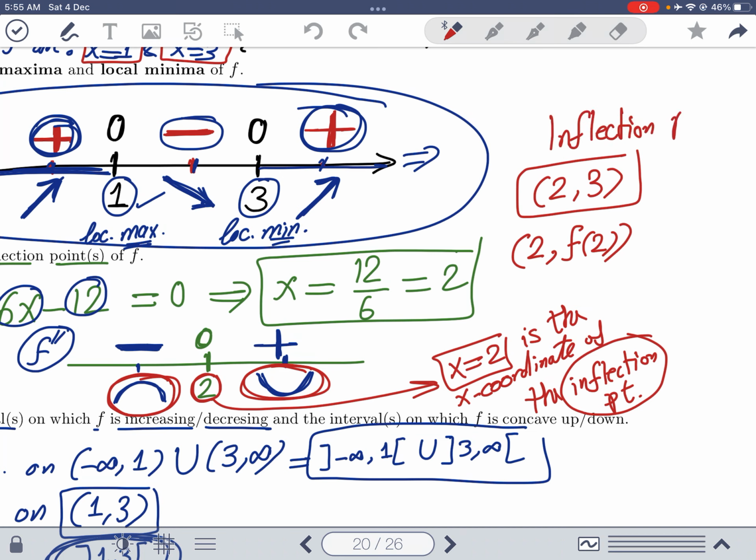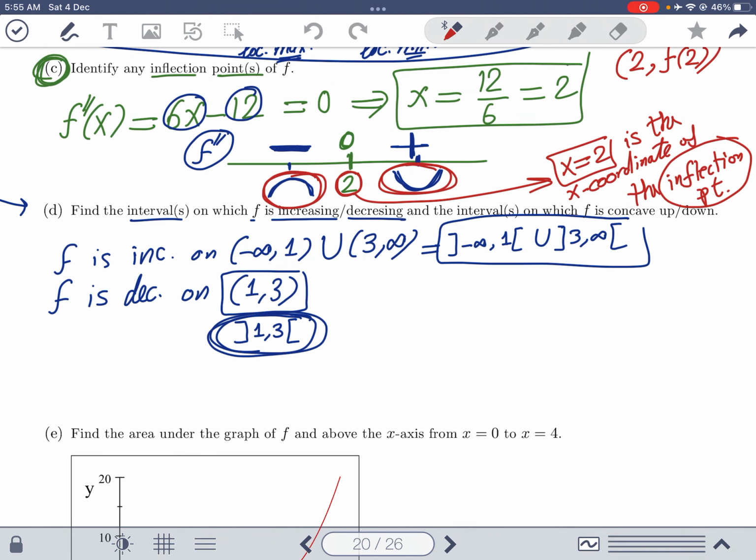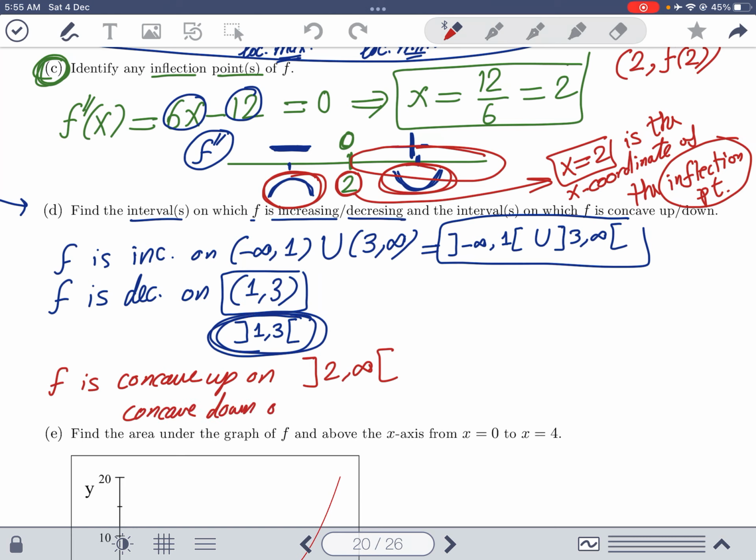Remember this, because now we will draw the graph and check that what we have is true. And for concavity, you can say f is concave up on the interval from 2 to infinity. And we said that we will write it with this notation, from 2 to infinity, and concave down from minus infinity to 2.